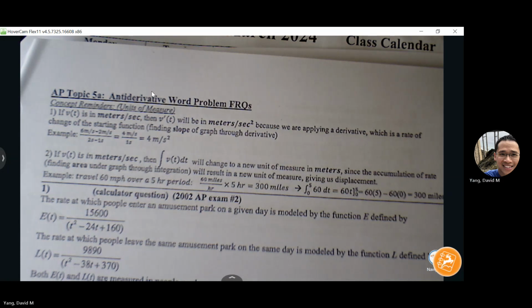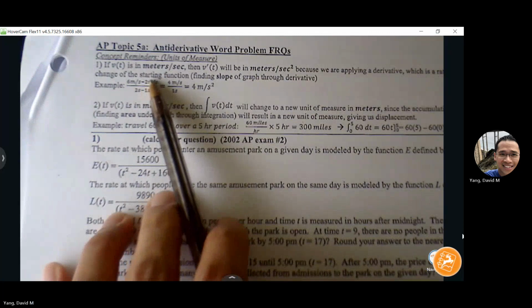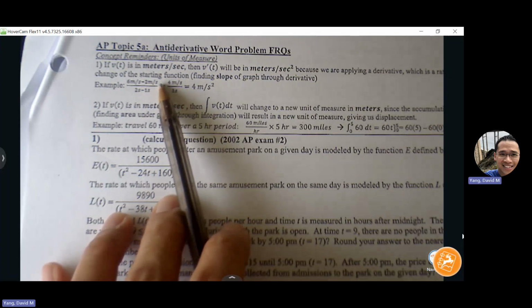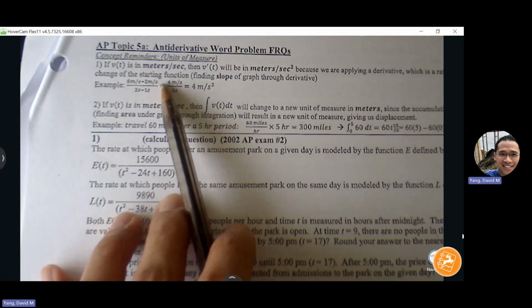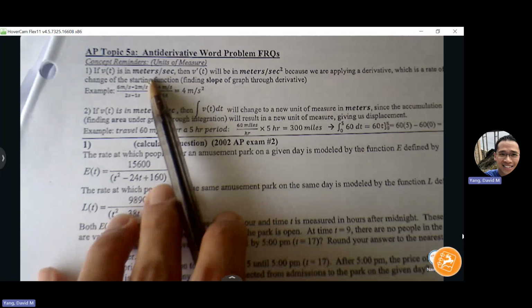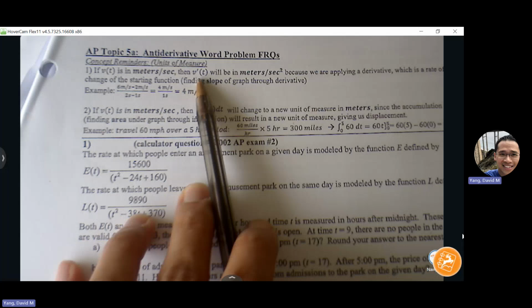Okay, just a little bit of a review in terms of units of measure. So anytime we take the derivative or integral, we know that our units will change because we're making some drastic changes to what we're working with. So if our velocity is in meters per second, then v prime is going to be a derivative. With a derivative, we're going to have to include another rate. We're adding another rate there.